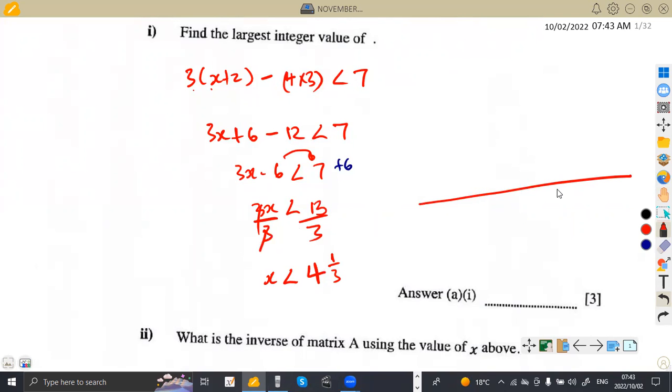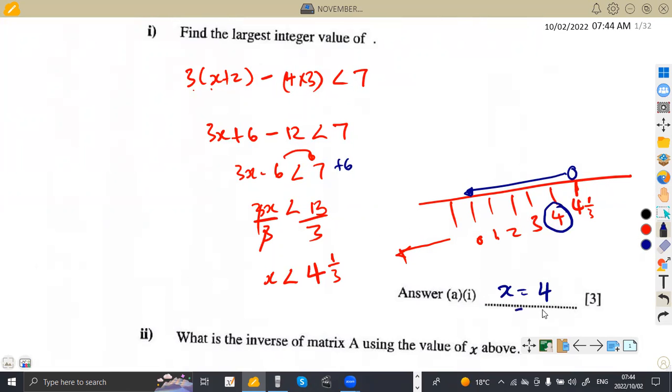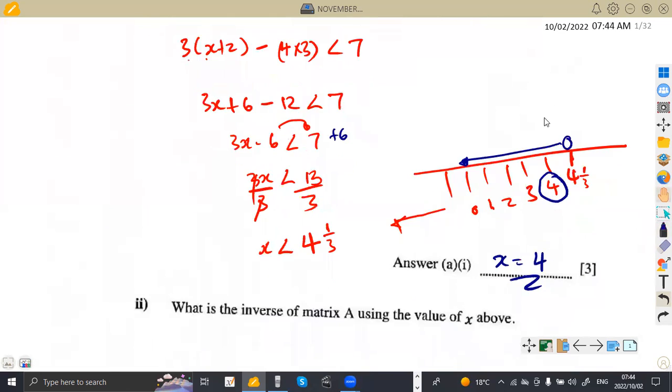The x that we're talking about takes values which are less than 4 and a third. Let's say this is 4 and a third here. 4 is somewhere here. We've got 3, 2, 1, 0, up to infinity. From the values of x which are less than 4 and a third, which one is the largest of these numbers? We can see that the largest number that we are going to get is 4, which is an integer. So our x in this case is going to be 4. All right, so that was the idea there.